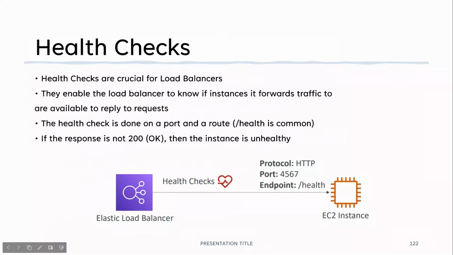Now let's talk about what are health checks. Now health checks are crucial for load balancers. Okay, they enable the load balancer to know if instances it forwards traffic to are available to reply to requests. It means that it checks if the particular instance is healthy or not. Right, we have this particular elastic load balancer, and there is an EC2 instance which it is connected to. It sends a request, and if the EC2 instance replies okay, then the elastic load balancer knows that this particular instance is healthy. I can easily forward traffic to this particular instance. That's what a health check means.